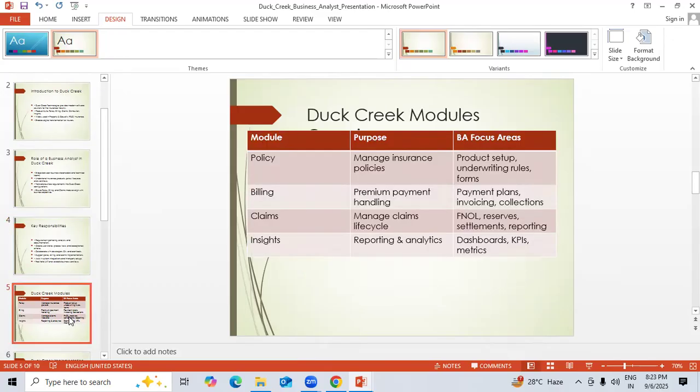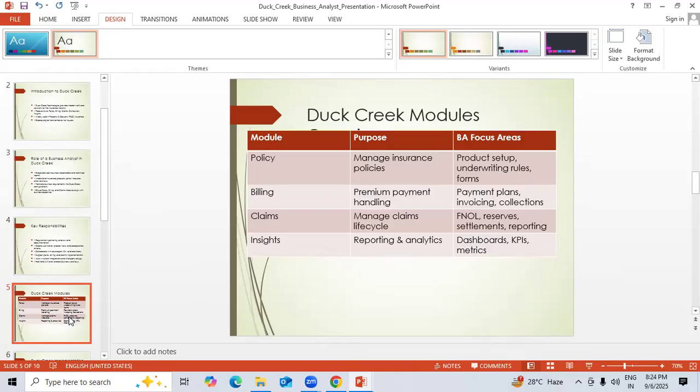Now these are the four modules, I can say. One is the policy module, which is majorly used for managing insurance policies and all. As a BA, we need to focus on the product setup, underwriting rules, forms, all this. Billing is another one, right? In this, premium payment handling is done under billing. So as a BA, we will be focusing on the different payment plans we have, agency plans, commission plans, delinquency plans, invoicing, collections, everything we should be aware of.